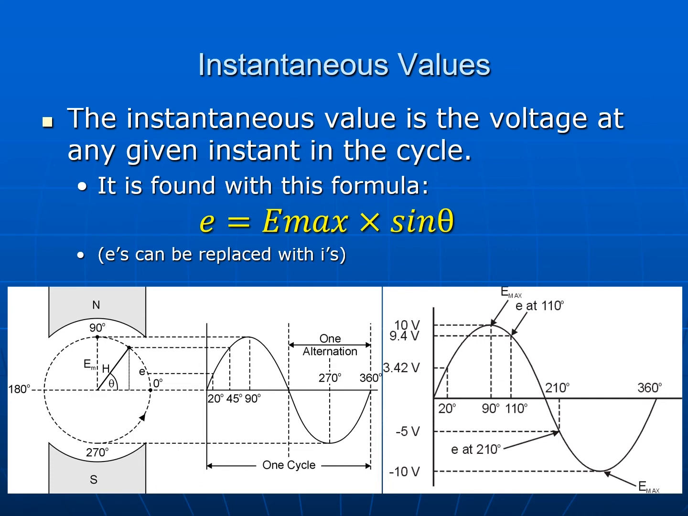Our formula for this is e is equal to E max times the sine of theta. Now since our peak value or our E max value is the length of our entire phasor all the way up, which creates our maximum possible generation, if we take our E max, which would be the same as saying our hypotenuse, multiplied by the sine of the angle that we're operating at, we will get the vertical aspect. So we're going back into trigonometry again.